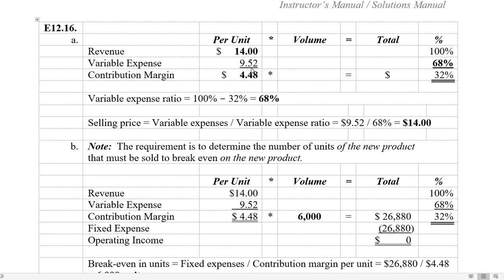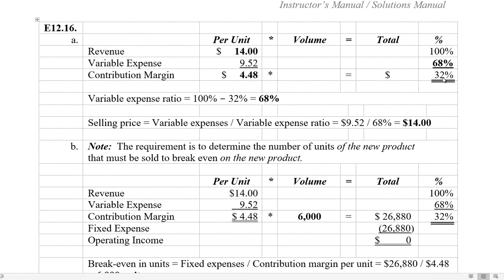1216 tells us that we have this new product that we're introducing. And the variable cost on that product is 952. We have a gross profit of 32% on it. I call that gross profit. It's really gross contribution margin percentage is what it is. I have a tendency to call that gross profit when it really is not. It's contribution margin percentage.